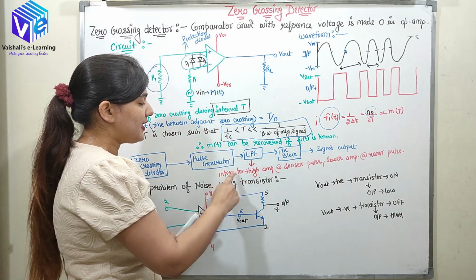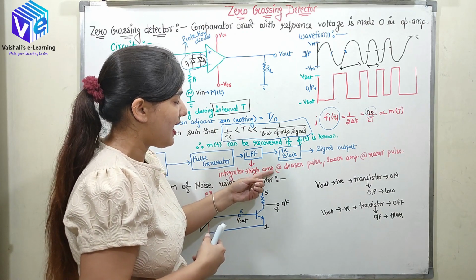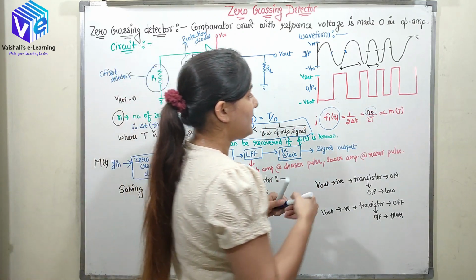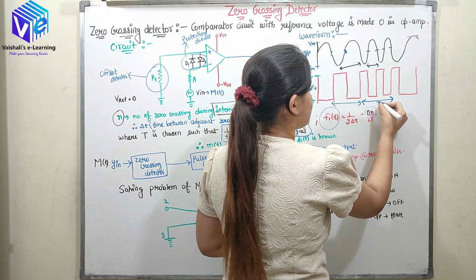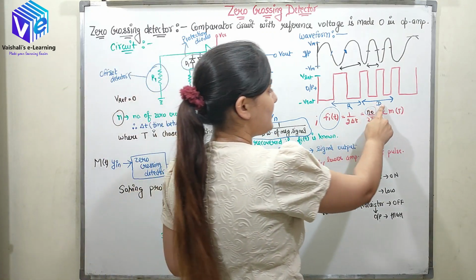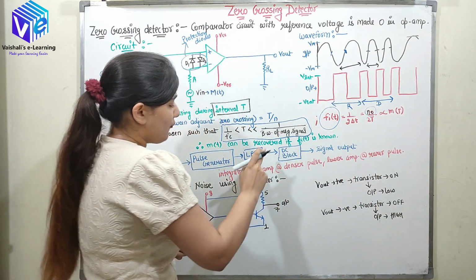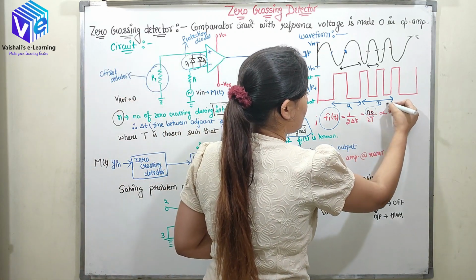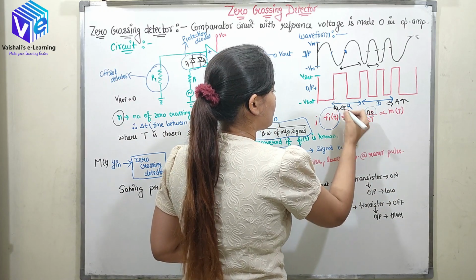So the integrator provides high amplitude whenever we have denser pulses, and whenever we have rarer pulses, the amplitude is low. Here we have rarer pulses and here we have denser pulses. I am representing rarer pulses by R and denser pulses by D. So what would be the output signal? The amplitude would be high at the denser pulses, and at the rarer pulses the amplitude would be low.